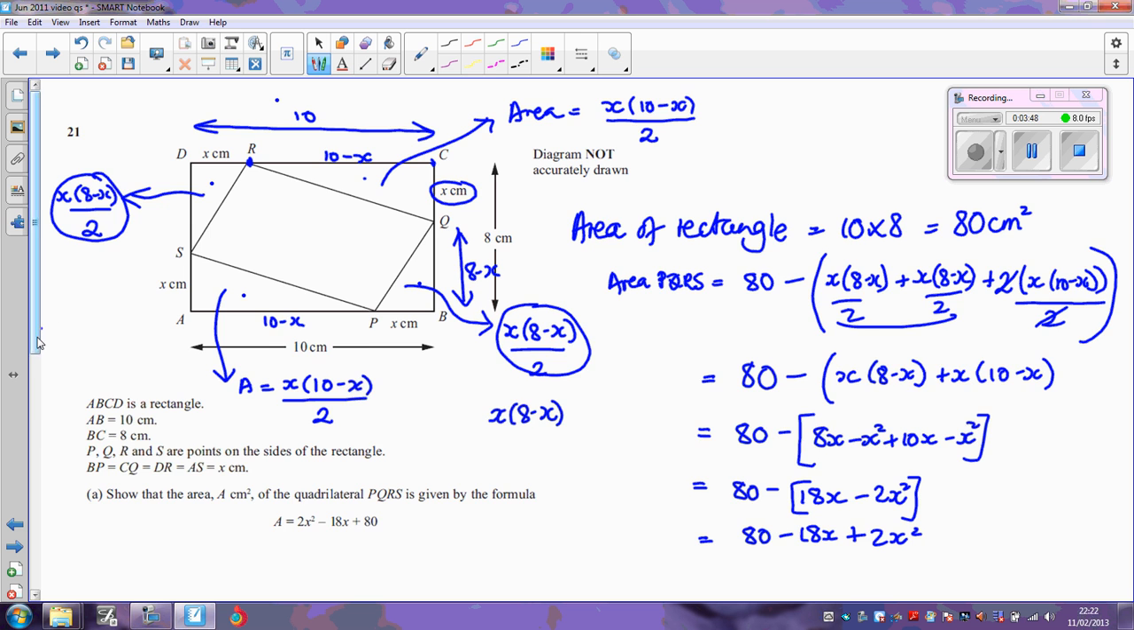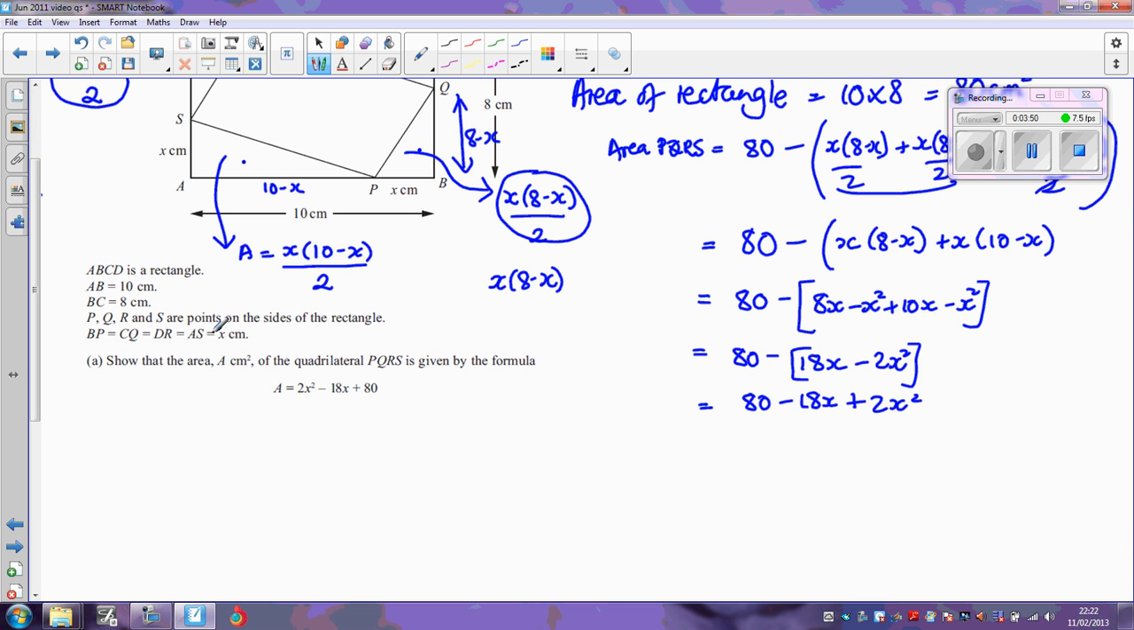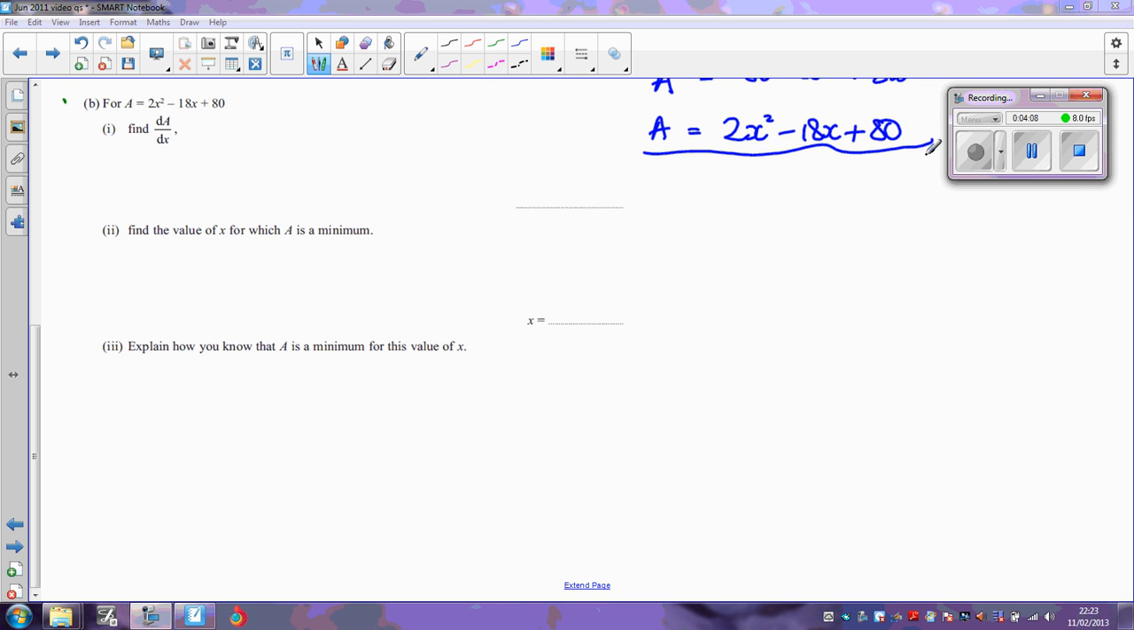Okay, so let's have a look at where this equation comes from. Oh, the area, okay, so sorry, this is it then. So the area then, that's all we had to do there, is just going to be, if I just change the order, 2x squared minus 18x plus 80. So that's the answer to the first bit.